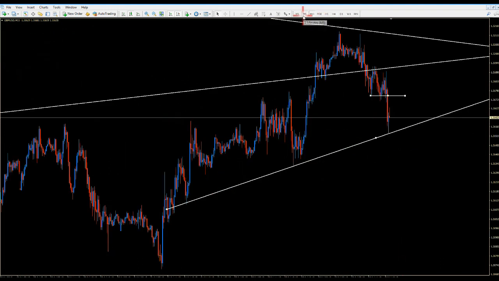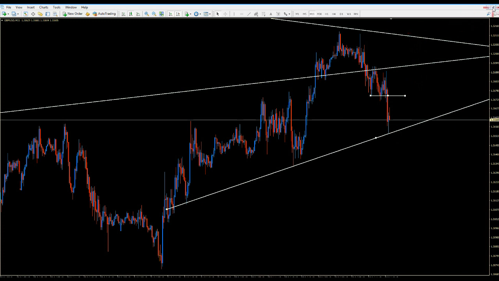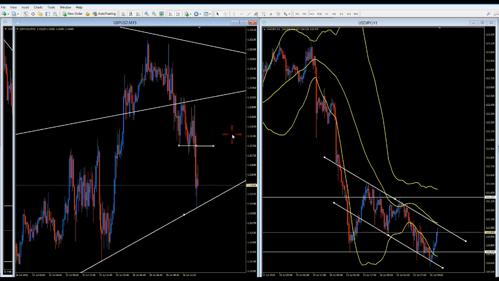So the risk, I'm willing to take this risk now. If we get another break, I'm just gonna move this down and be in the money. So even if price reverses, I'm not gonna lose anything. So that's the Forex trade.